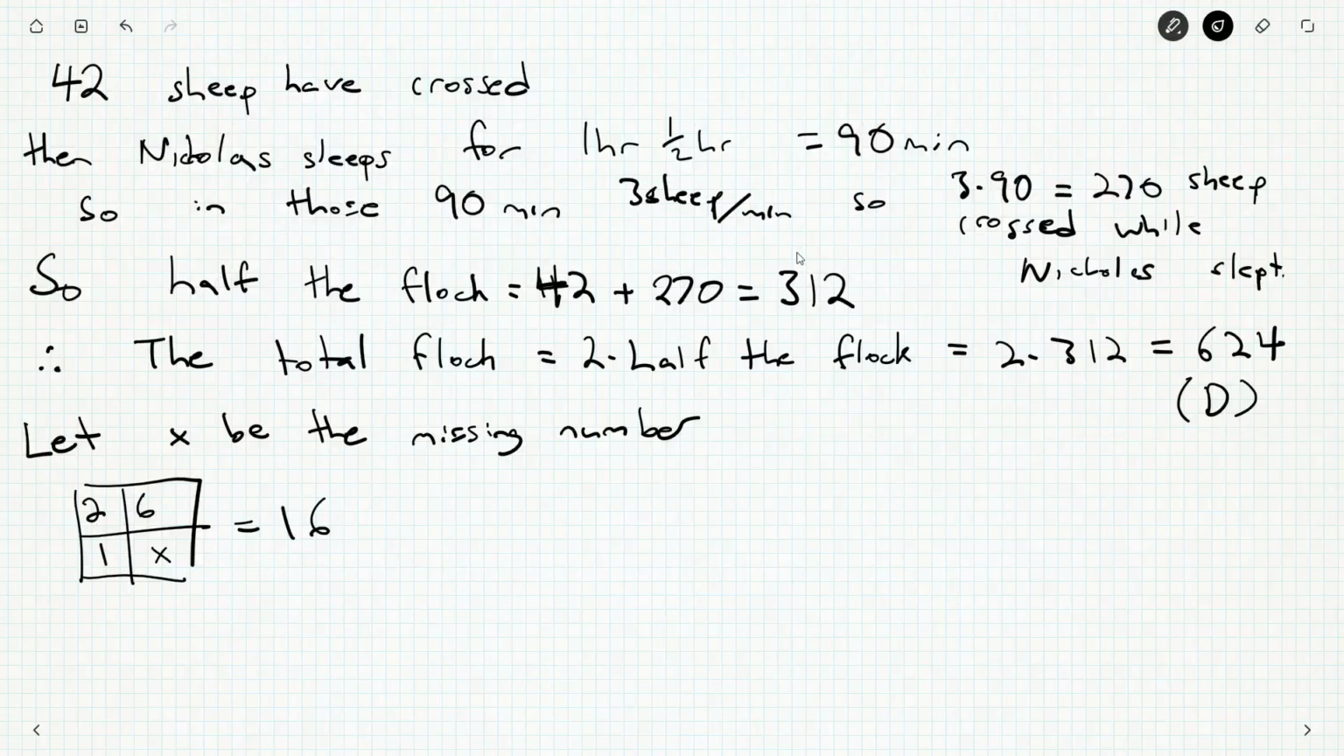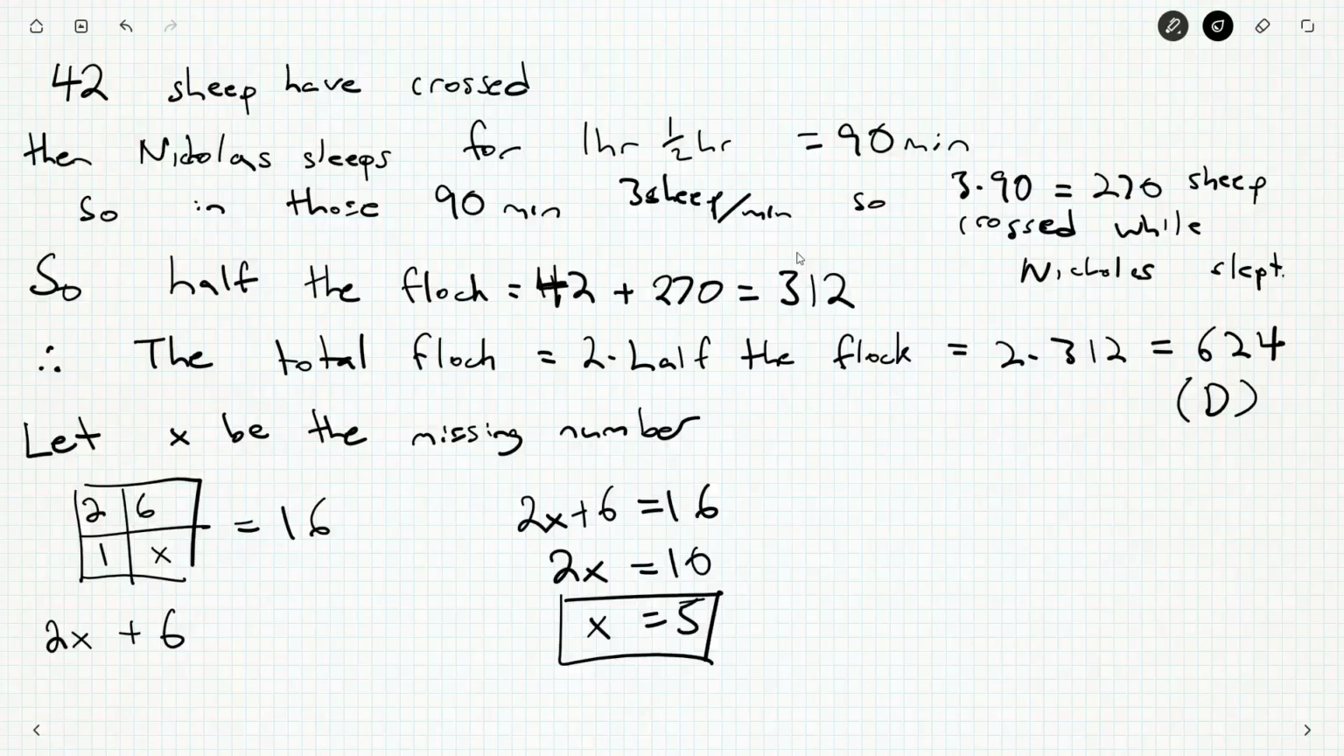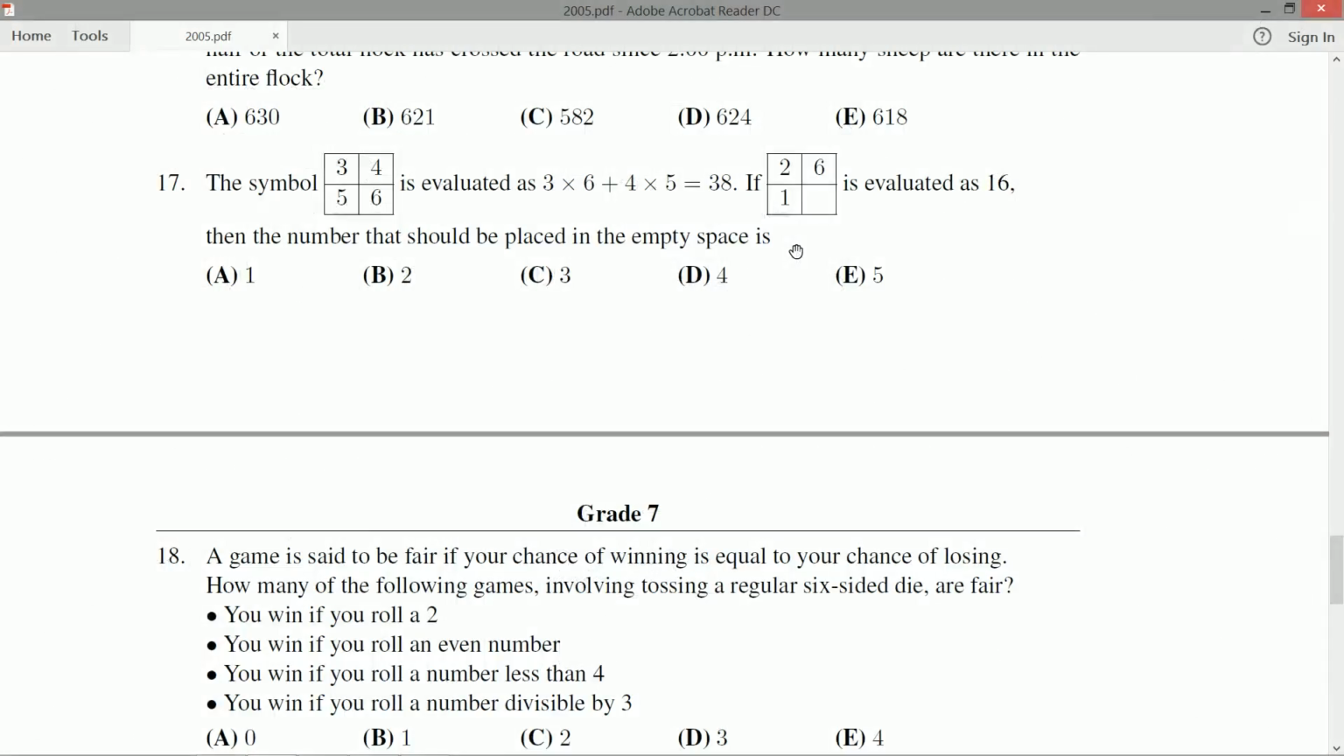So that's supposed to be equal to 16, but what is the definition? Well, we multiply the opposites, so 2 times x, and we add on the other opposites multiplied, so 1 times 6. So really, we just have a nice, simple equation in terms of x. Bring the 6 over to the other side, divide by 2, and x is 5. Actually pretty simple for question 17. Yeah, but 5 is there at the end.